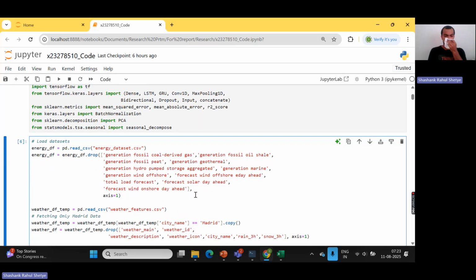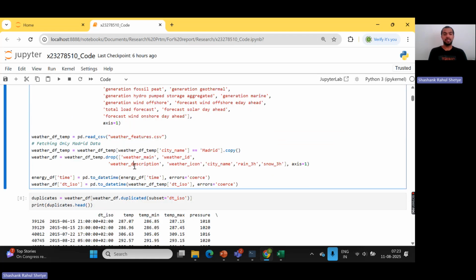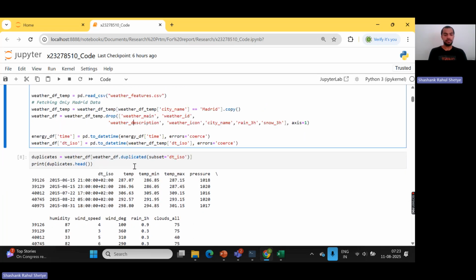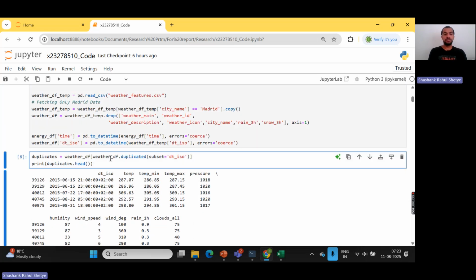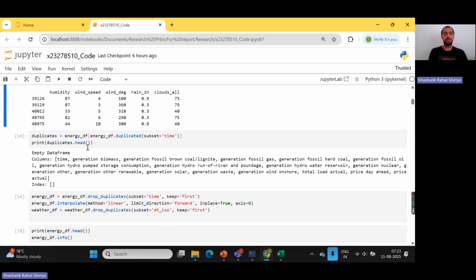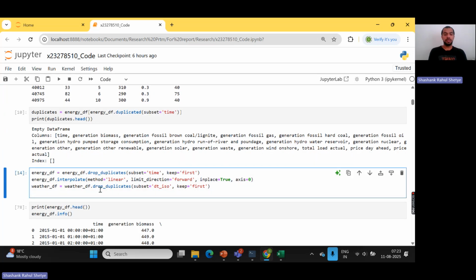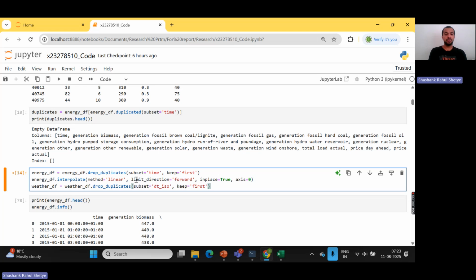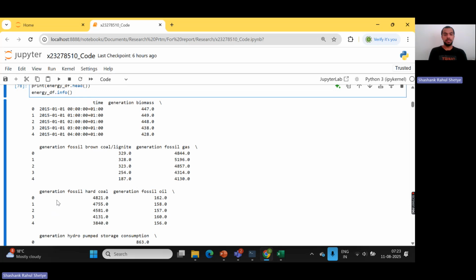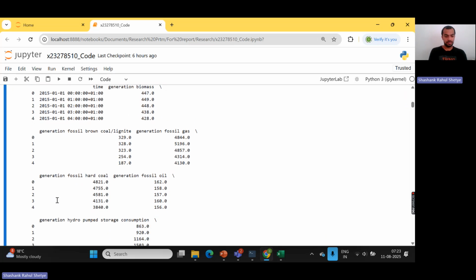When I loaded the data sets, the energy data set and the weather data set, I took the data only for Madrid city and also removed the irrelevant columns, which are null or have zero values. While checking for duplicates, I found that the weather data set has duplicate values, whereas the energy data set doesn't have any duplicate values. For the safer side, I dropped the duplicate values of both the data sets. Here are all the columns in the energy data set.